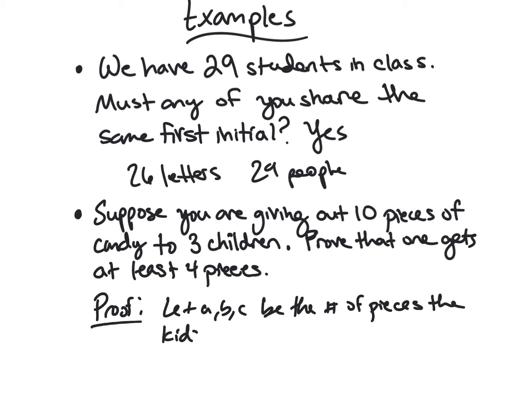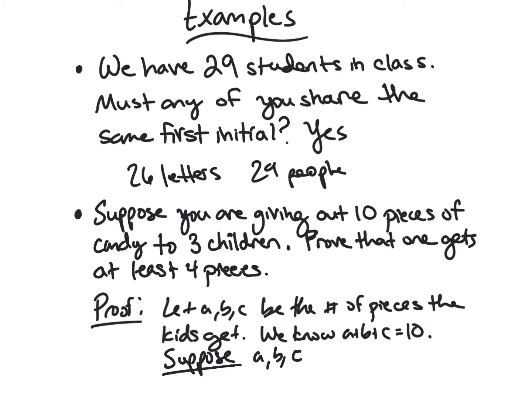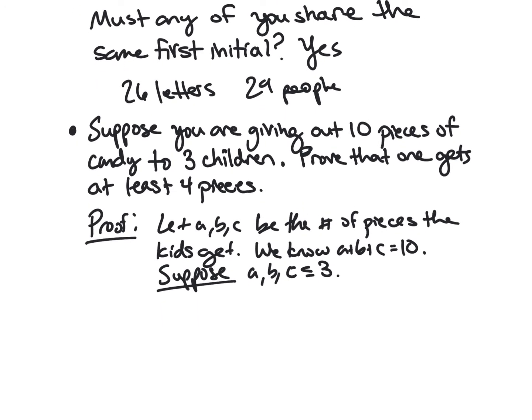So we know that these 3 things add up to 10, right? We're handing out 10 things. So we know A plus B plus C is 10. And if we try to prove this via contradiction, we are going to suppose that A, B, and C are all individually less than or equal to 3, right? That would mean that no kid gets at least 4 pieces. And so what happens here? Well, if we know each of these is less than or equal to 3, then what is the maximum the sum can be? Well, this is less than or equal to 3 plus 3 plus 3, which is 9.